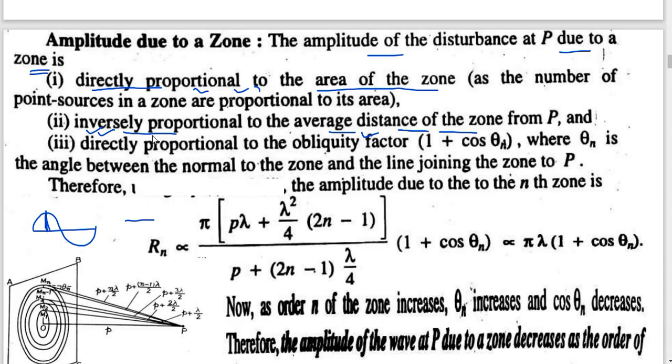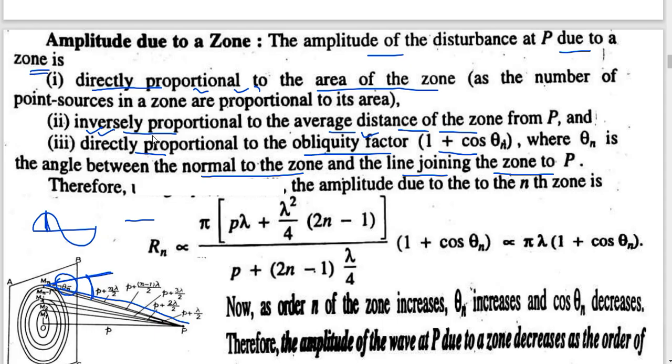And third, it is directly proportional to the obliquity factor 1 plus cos theta n, because the amplitude depends upon theta. Look at the figure, this angle is theta. Theta n is the angle between the normal to the zone and the line joining the zone to P. This line is the normal to the zone, and this line from the zone to the point P makes the angle theta.